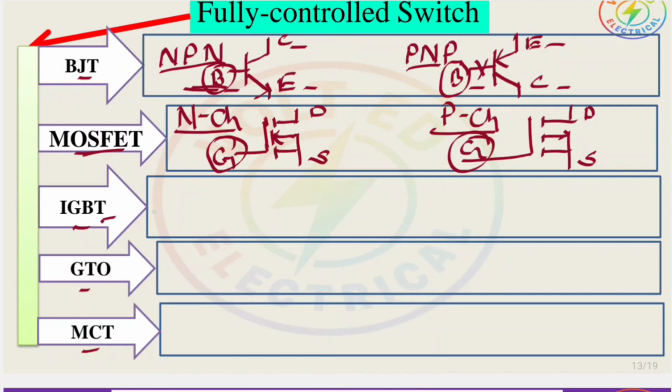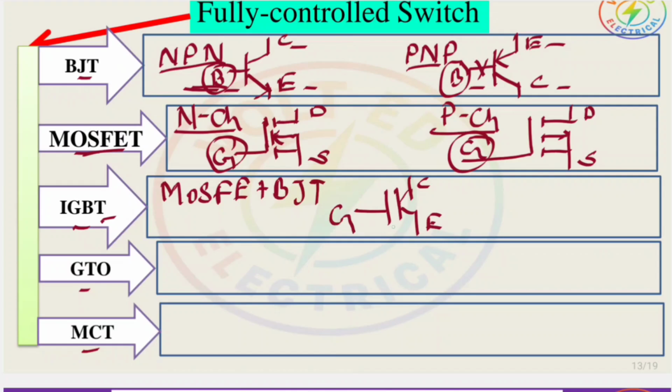The IGBT is the combination of MOSFET plus BJT. The symbol is like this. It also has 3 terminals: collector, emitter and gate. It is controlled by gate voltage like a MOSFET. When we apply the gate voltage, it will be turned on. By removing the gate voltage, we can turn off this IGBT. So that's why IGBT is also called a fully controlled switch.